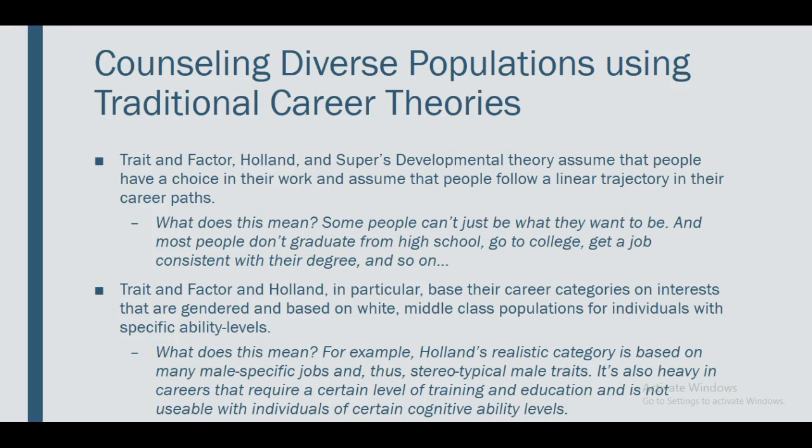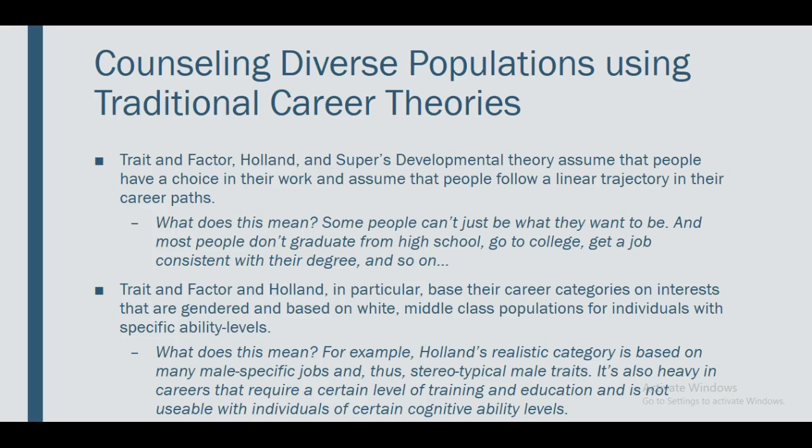Let's say they decide after college or after high school that they want to do an apprenticeship as a welder, and then they go on to work as a welder. Okay? A lot of people do that. However, some people don't. Actually, most people end up not following that linear trajectory. This also means that again, we're assuming people have a choice. Some people can't be just what they want to be, and most people don't even graduate from high school, not let alone go to college or get a job consistent with their degree and so on.